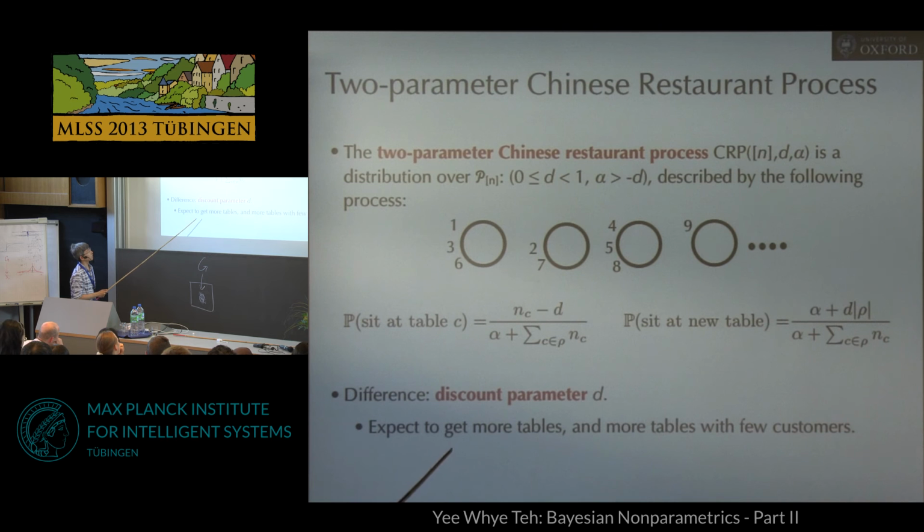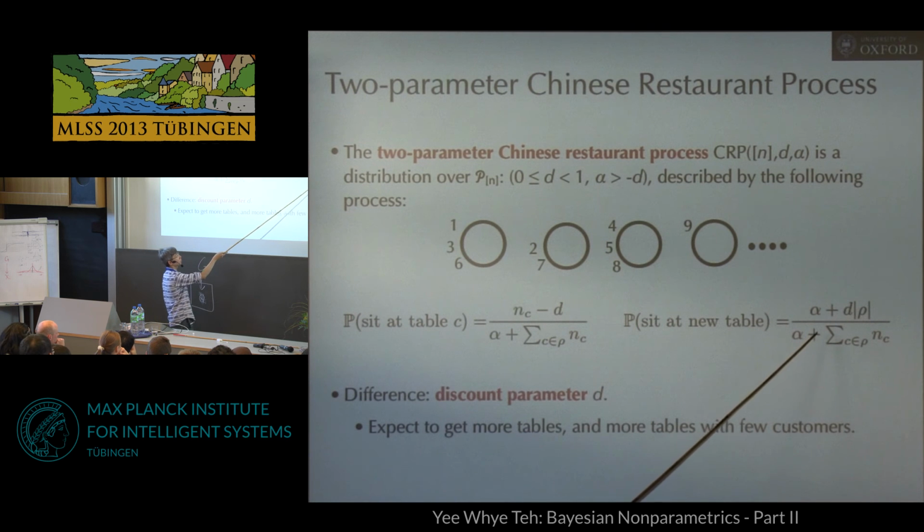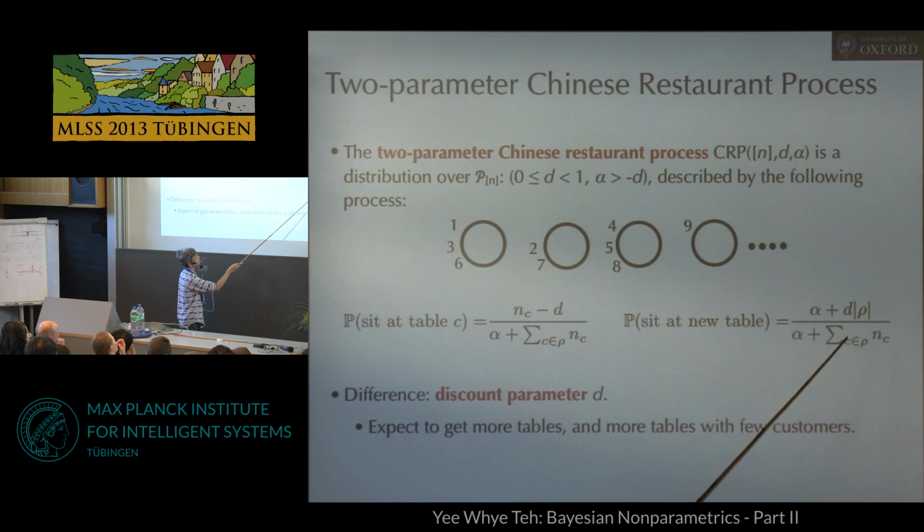So with the Pitman-Yor process, we expect that the number of tables is going to grow faster compared to the Dirichlet process, because the probability of sitting at a new table is growing. In fact, as we have more and more tables, we expect that the probability of sitting at yet another new table is also going to be growing as well.